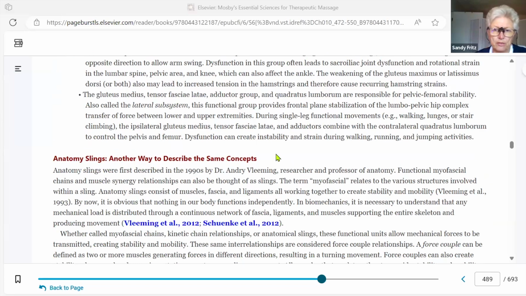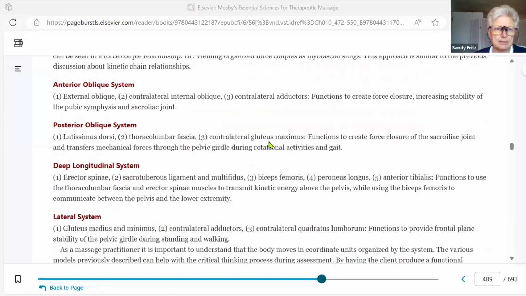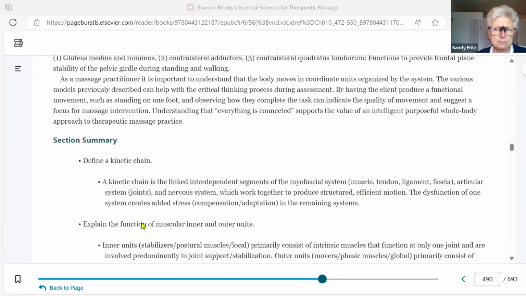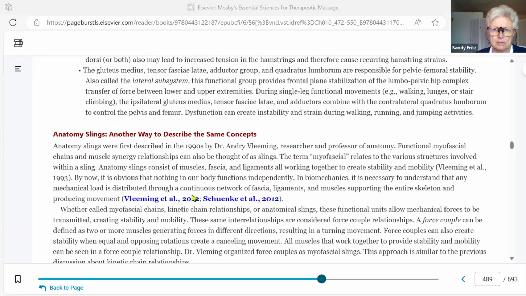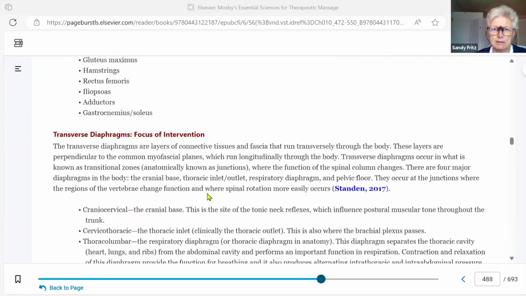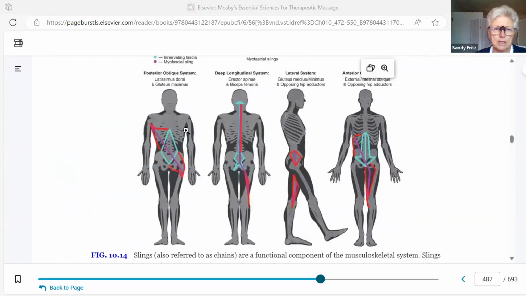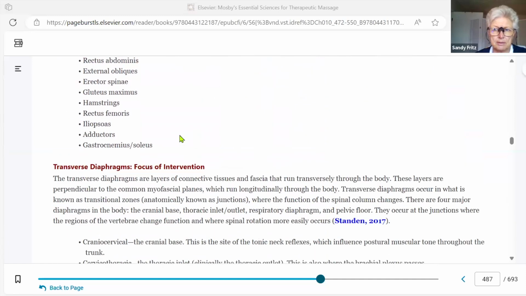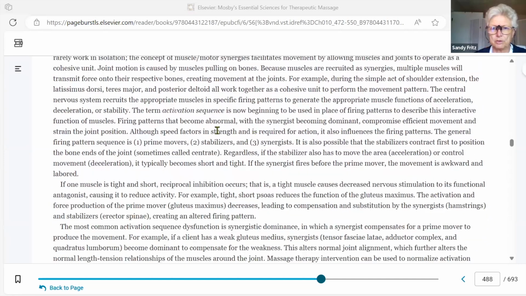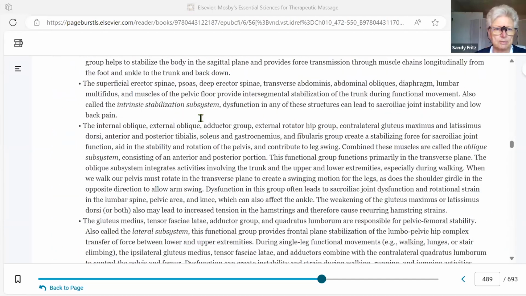So here's another way to describe the same concept. And this is starting to be a little advanced. I feel that it's very important for a student to have an understanding of this. It's not likely that this will be tested on the NBLEX exam, but you really don't understand how the whole body works together if you don't at least have a beginning exposure to these concepts.